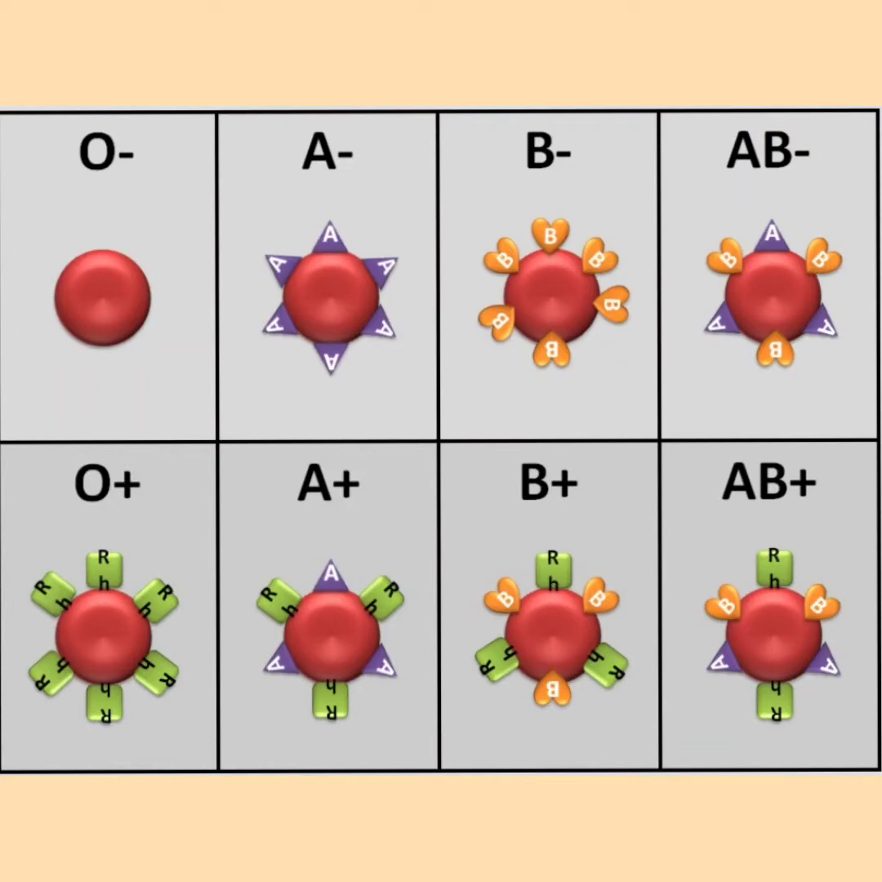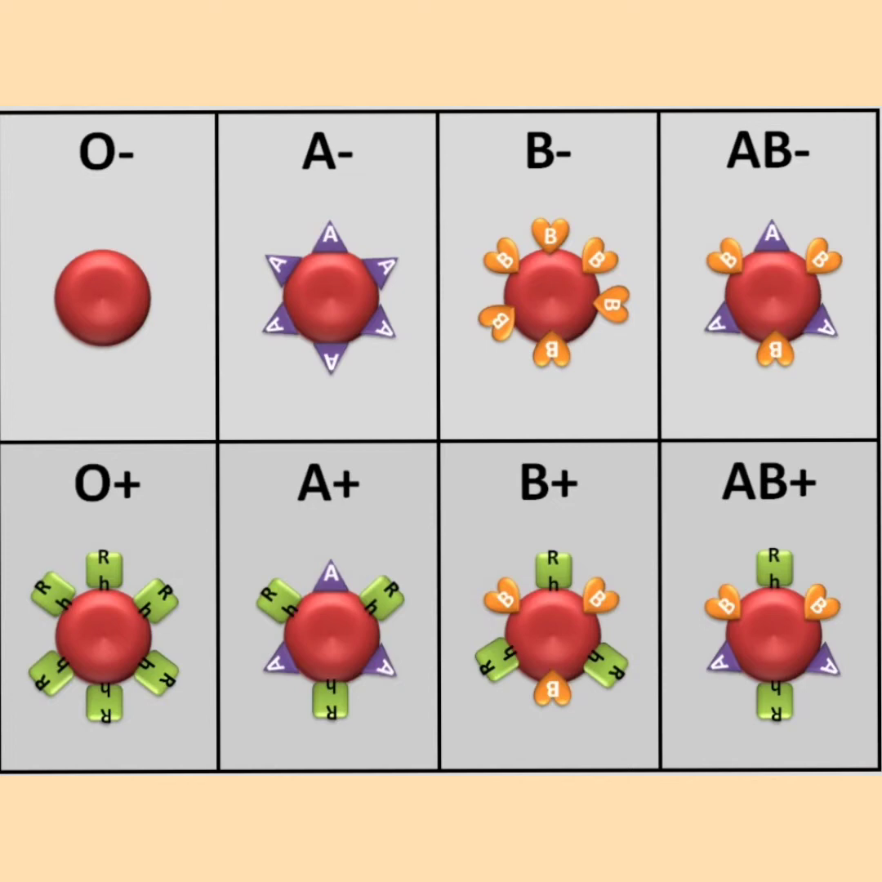Now, when we take O negative blood, there is no A antigen, B antigen or Rh antigen. When you take A negative blood, the surface will contain only A antigens and there are no Rh or D antigens. When you take B negative blood, the surface of the RBCs will contain only B antigens. There are no D antigens or Rh antigens. When you take AB negative blood group, the red cell surface antigens are A and B. There are no D or Rh antigens.